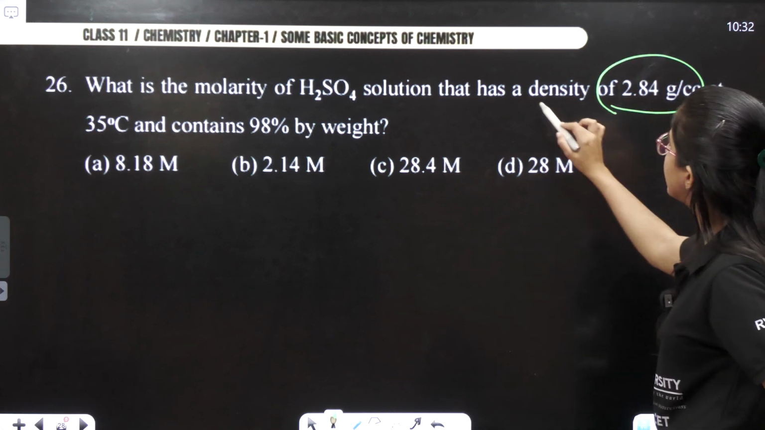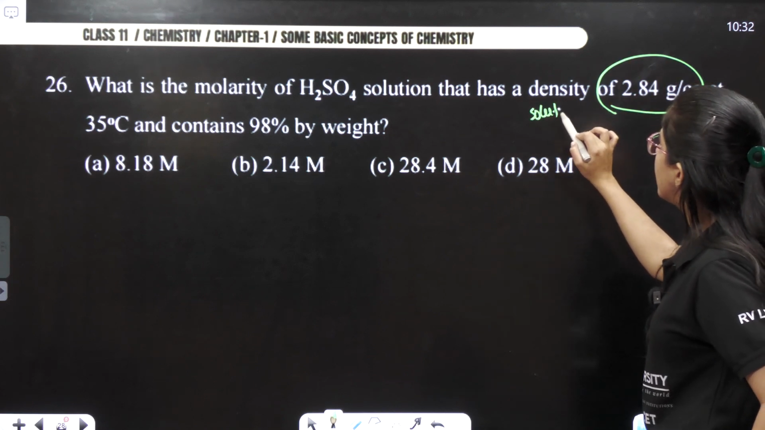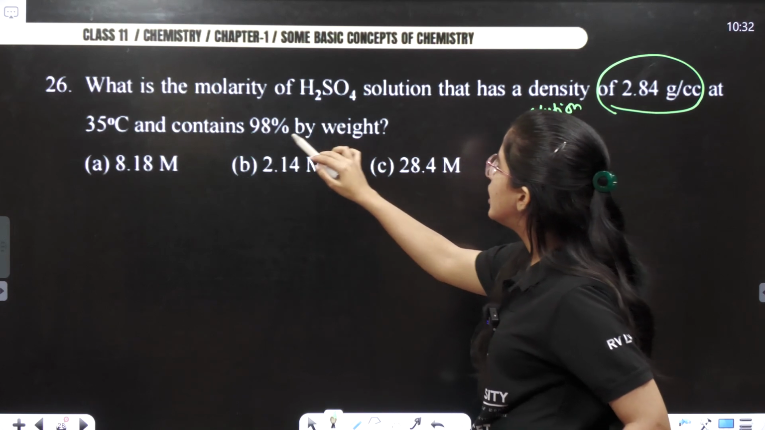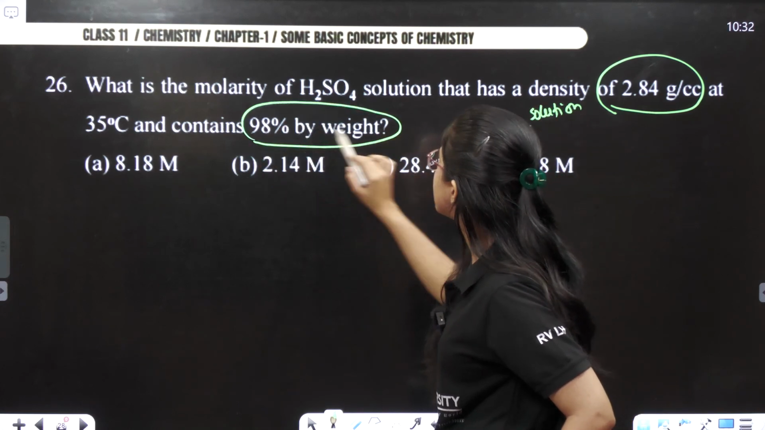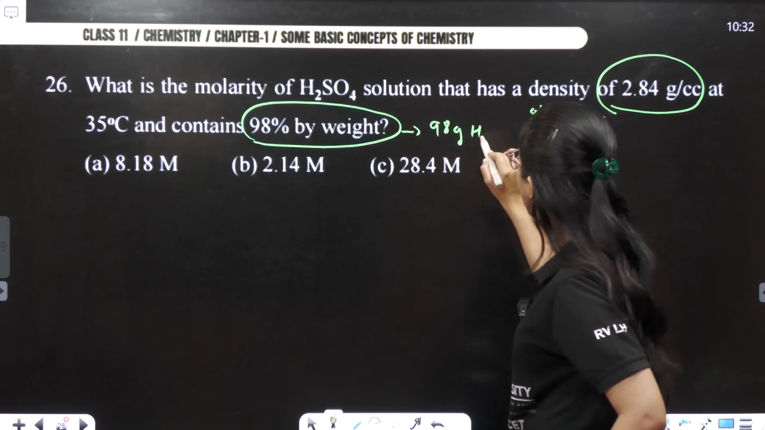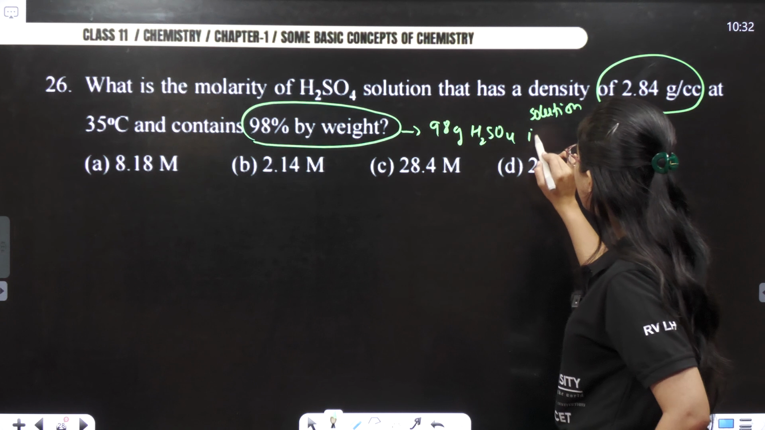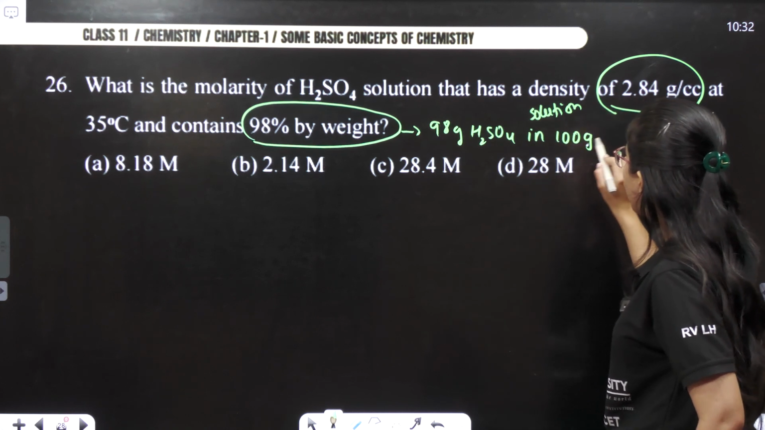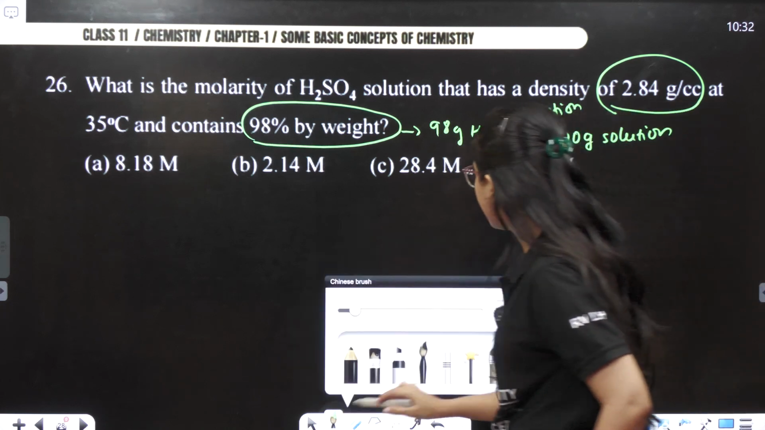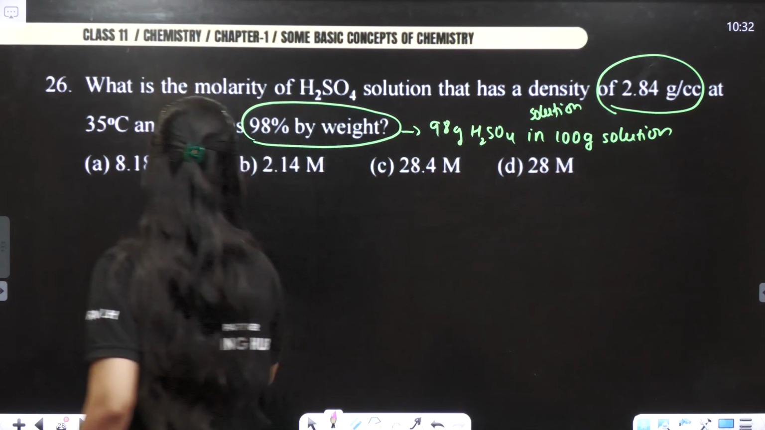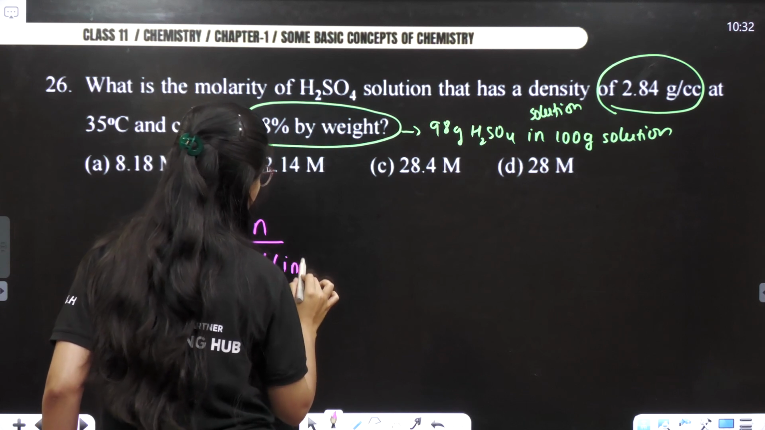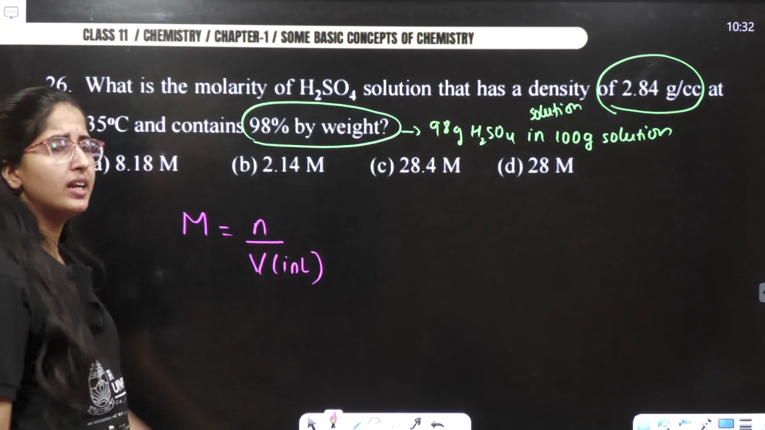So the density is given for your solution, and the weight is given as 98% by weight. If 98% by weight is given, you can clearly say that there are 98 grams of H2SO4 in 100 grams of your solution. We have to calculate molarity, correct? So molarity will be equal to what? Number of moles divided by volume in liters. We have to find the volume now, correct?